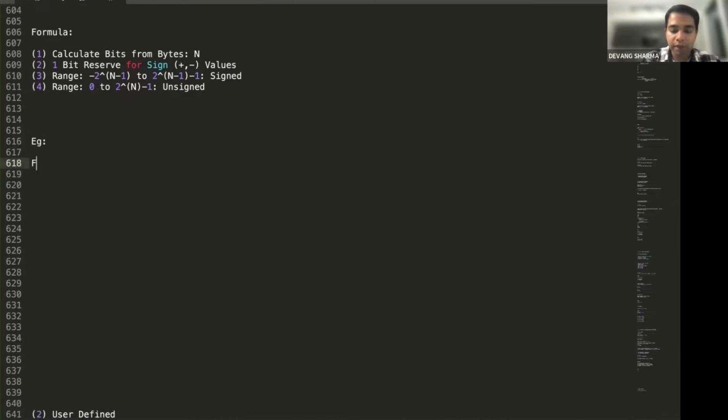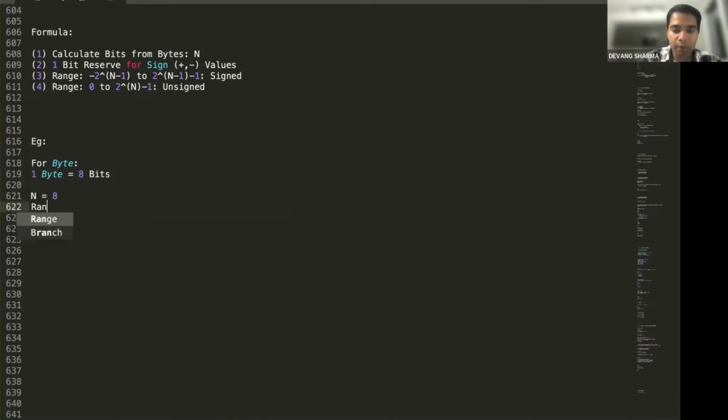So in the case of byte, let's start with the byte. If I have a byte, 1 byte is equal to 8 bits. So what is the value of n here? The value of n here is 8. So if I talk about the range of bytes, I'm talking about signed bytes here. The range will become minus 2 raised to the power 7 to 2 raised to the power 7 minus 1. All agree with this? Okay.